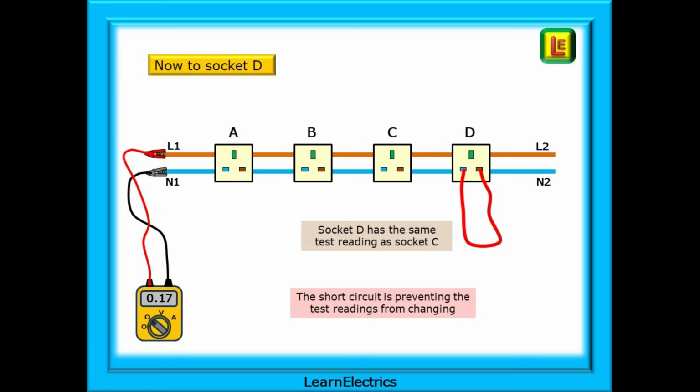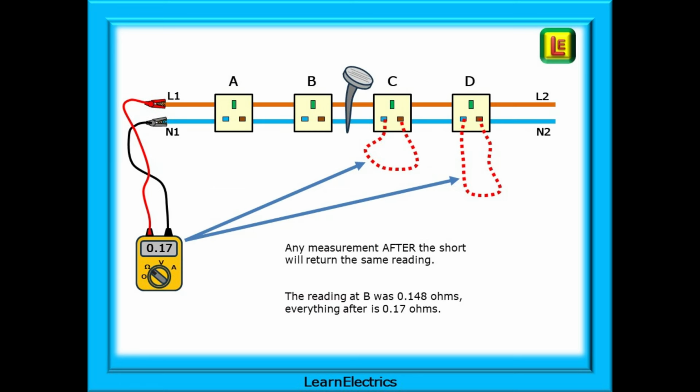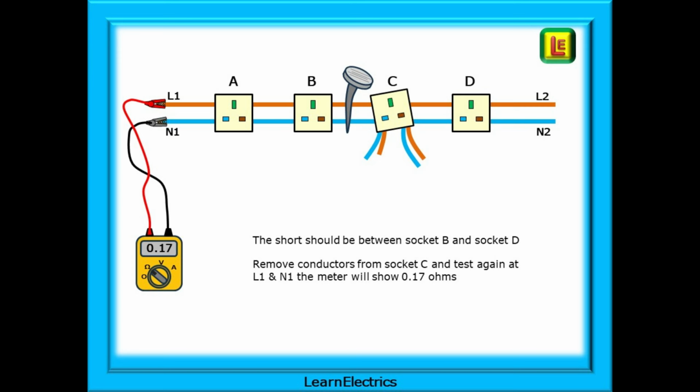We are now on the other side of the short, and this is preventing the test readings from changing. Any measurement after the short will return the same reading. The reading at B was 0.148 ohms, and everything after is 0.17 ohms. We've shown the short here as a great big nail, so that the next part is easier to follow. The readings tell us that the short should be between socket B, the last known normal reading, and socket D, the second socket where we have the same repeated reading.